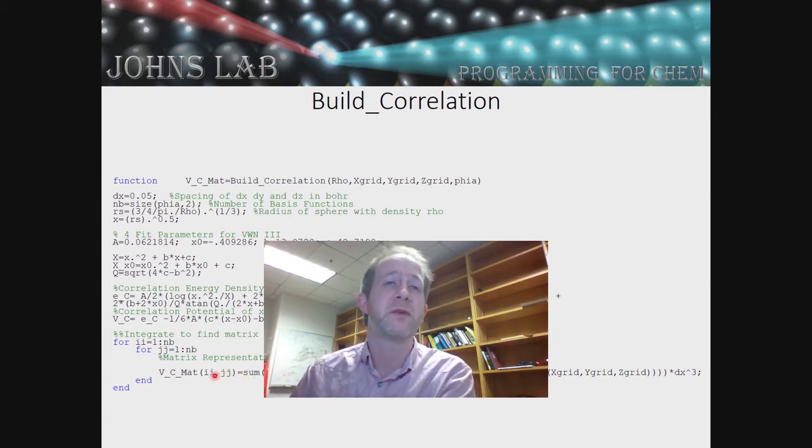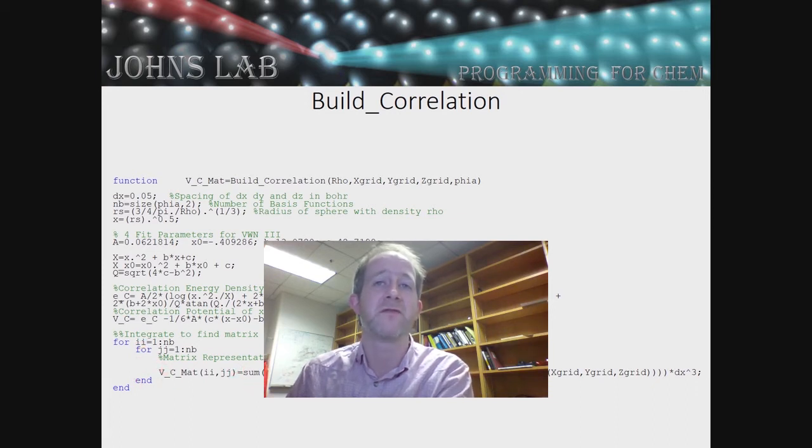And then we're going to do the same thing we did for the exchange energy, which is we're going to get our matrix elements for the correlation potential matrix. To do that, we're just going to integrate over phi i times our correlation potential times phi j, multiplied by dx cubed. So we're just going to take that Riemann sum.